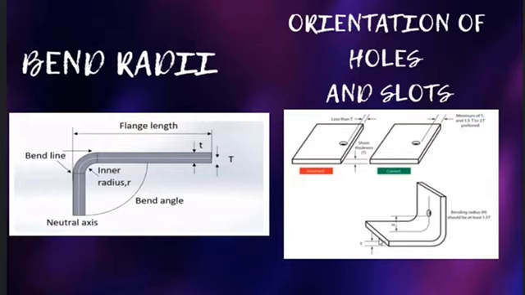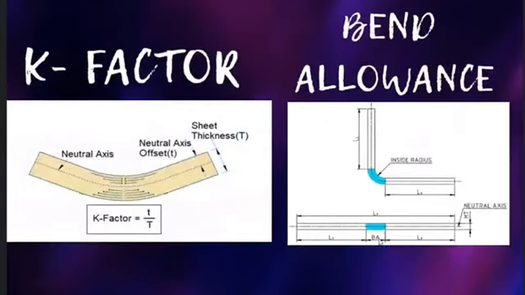Next, K factor. The K factor in sheet metal working is the ratio of the neutral axis to the material thickness. K factor changes its value with respect to the physical properties and thickness of the material. General values for K factors vary from 0.3 to 0.5.